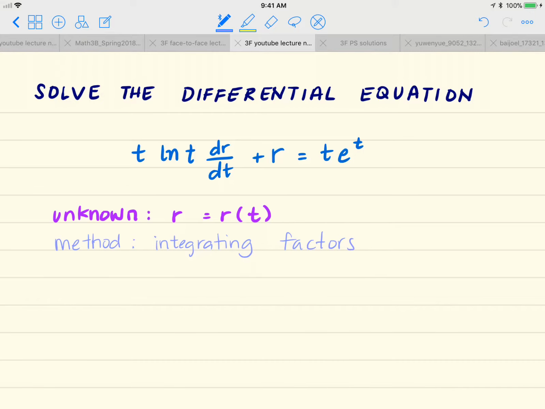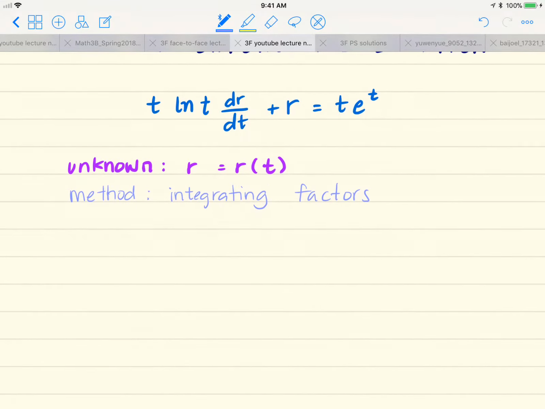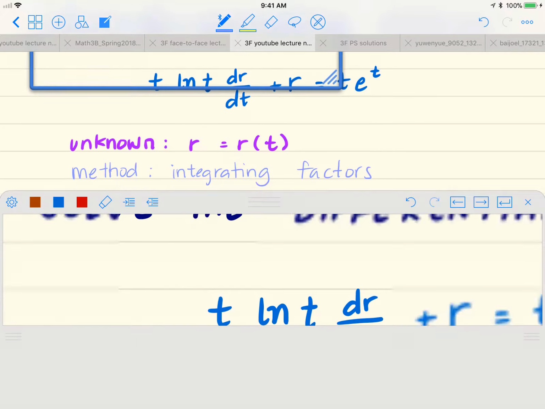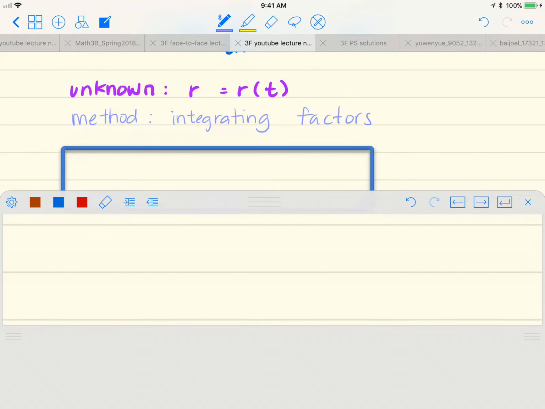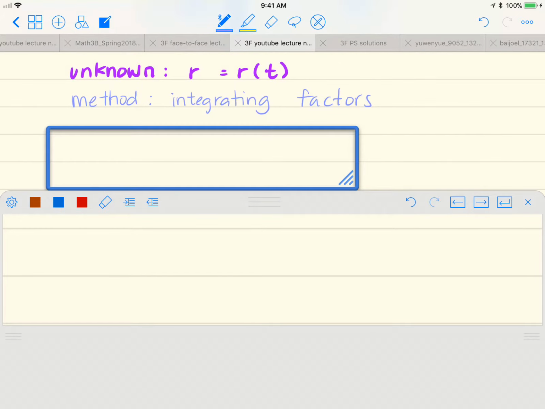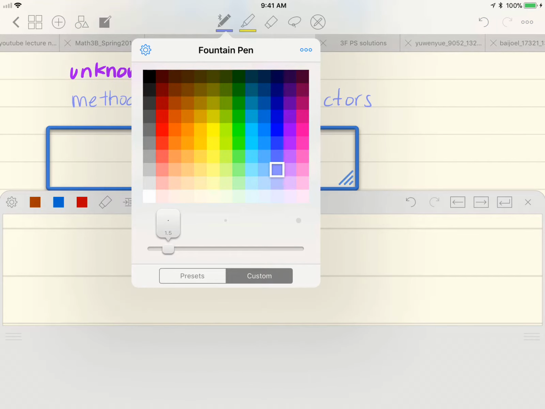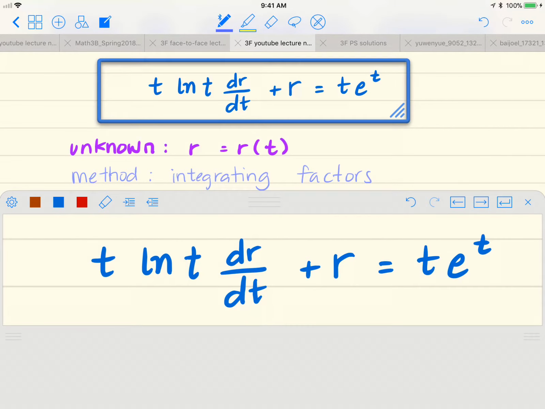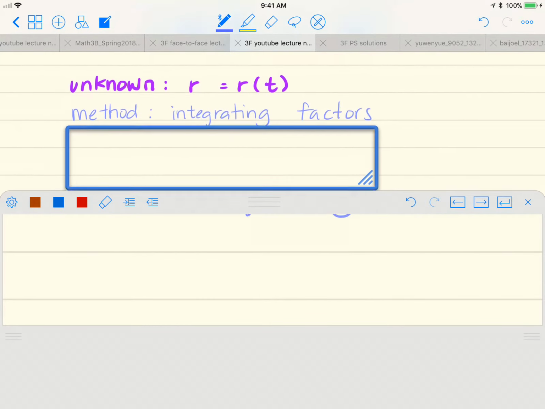Okay, so the first thing I want to do is actually rewrite this differential equation. And here's how I'm going to rewrite it. Instead of having dr/dt, which is Leibniz notation, I'm going to use prime notation.